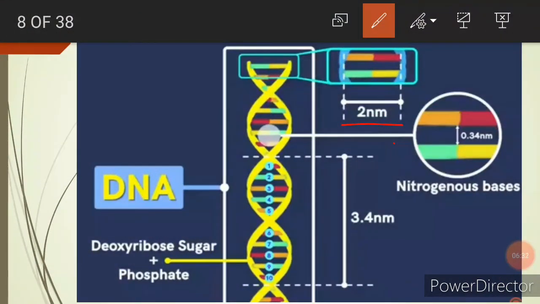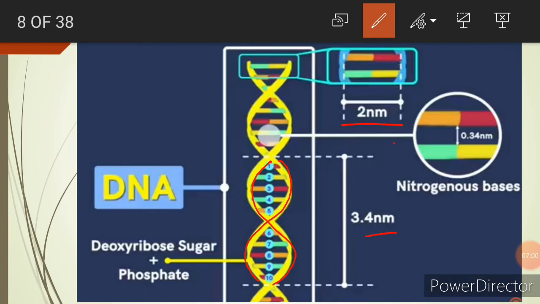The length of one turn is around 3.4 nanometer, and there are around 10 base pairs in one turn. You can see here one turn. This is the complete one turn, and here are 10 base pairs in one turn, numbered 1 to 10.